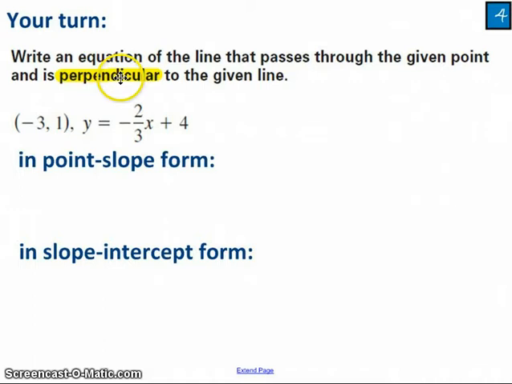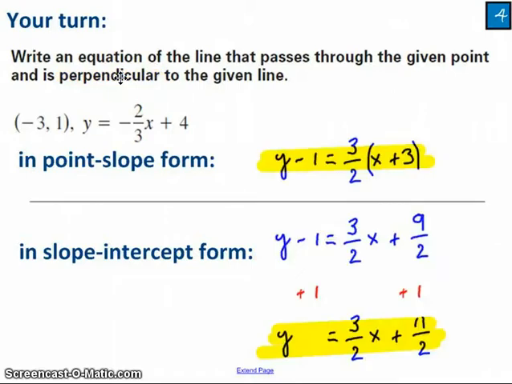Okay, I'm going to assume that you hit the pause button. You've done the work. I'm simply going to show you the answers to these two scenarios. Here's the equation in point-slope form. Here's a matching equation. It's the same information, just written in a different form. This is the slope-intercept form. These two yellow equations are equations for the line that's perpendicular to this one and also goes through that point.